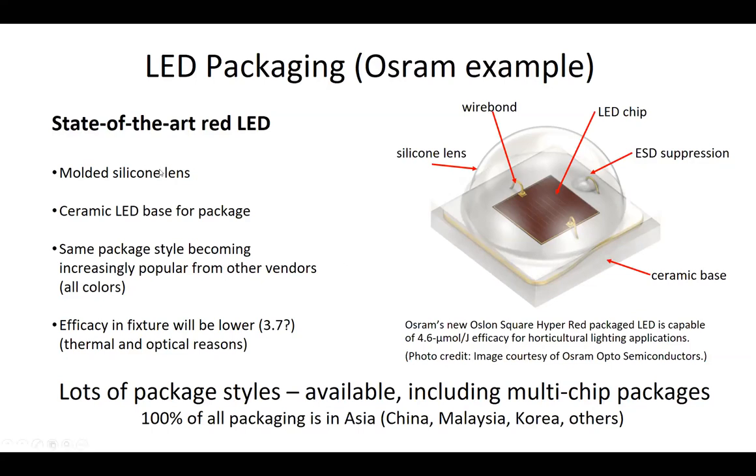So these are the parts of a state-of-the-art package. We can have a blue LED in the same package. We can have a phosphor converted LED in the same package. But keep in mind that this number of 4.6 micromole per joule efficiency is at the LED chip level. My bet would be that the efficacy in the fixture will be lower for various thermal and optical reasons, maybe around 3.7.